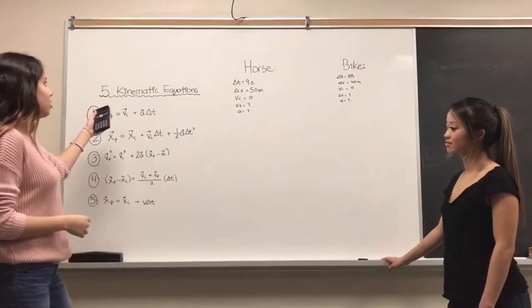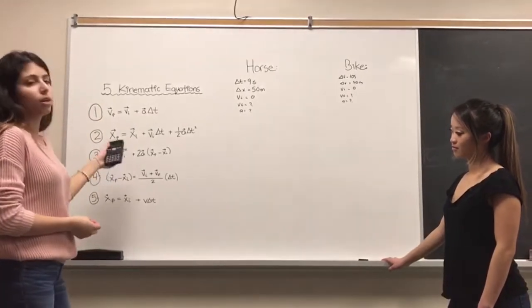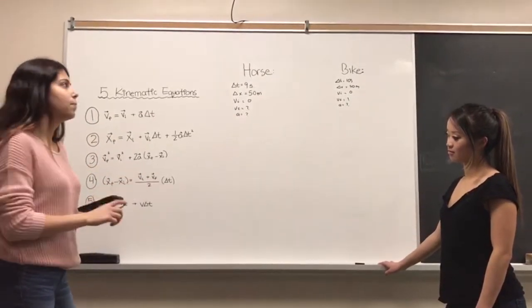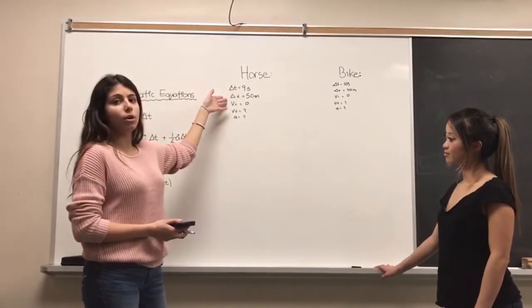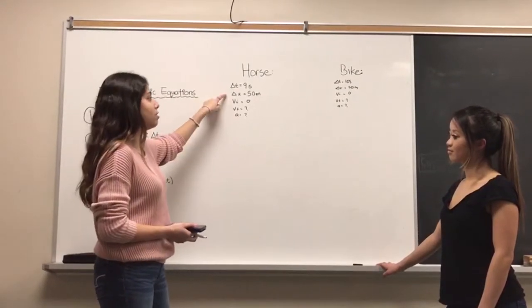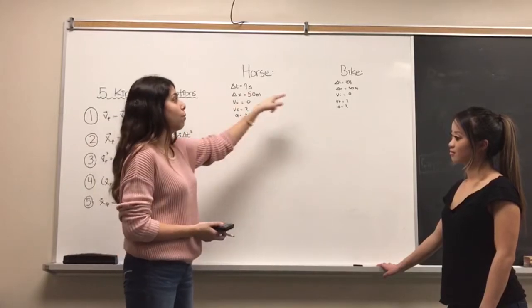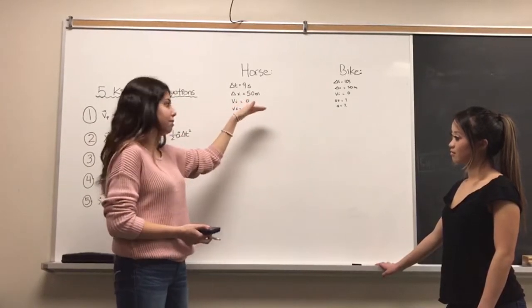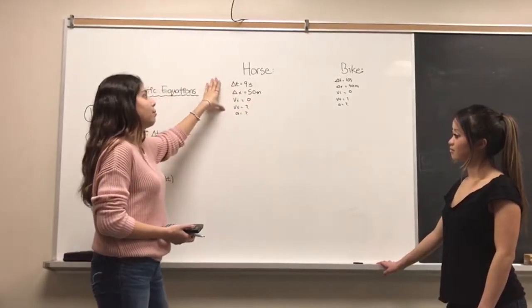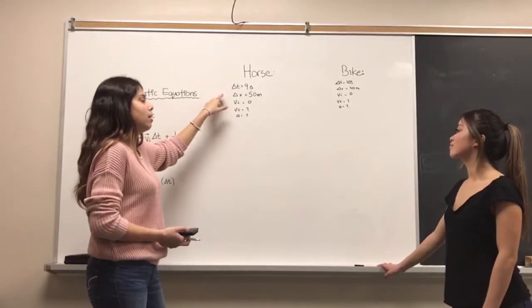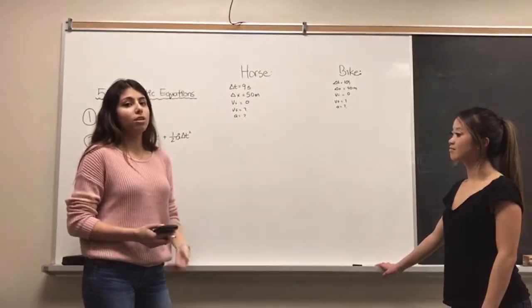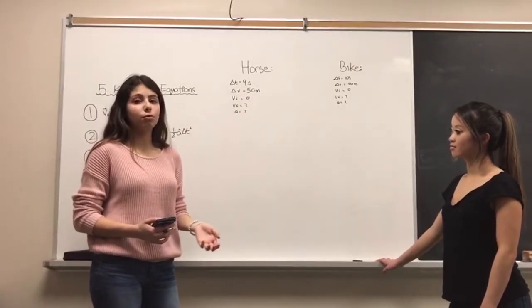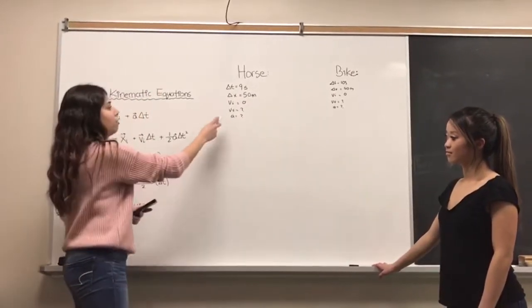Okay, so basically these are our 5 kinematic equations that we're going to use to help us determine our acceleration. We have 2 unknowns, and we have 3 things that we already predetermined. So our distance, we set them to be equal, so 50 meters. The time on the horse was 9 seconds, time on the bike was 10, and both of us started with an initial velocity of 0 because we both started from rest. So we have 2 unknowns.